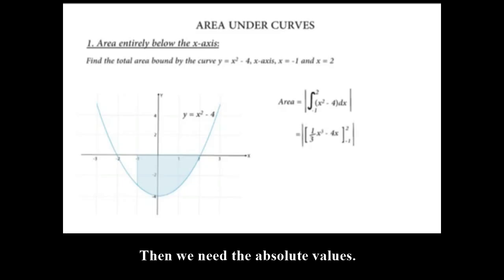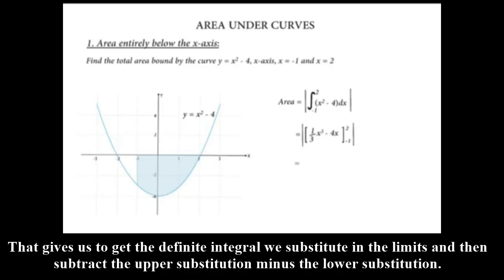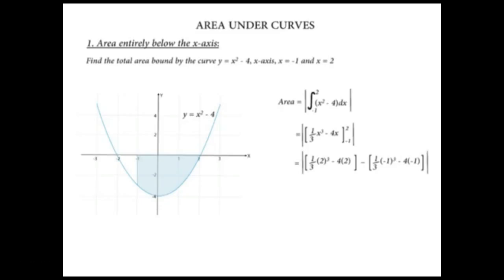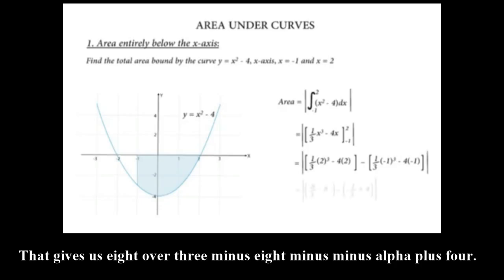Then we need the absolute values. That gives us the definite integral. We substitute in the limits and then subtract the upper substitution minus the lower substitution. So we have a third times 2 cubed minus 4 times 2 in one bracket, minus a third times minus 1 cubed minus 4 times minus 1. That gives us 8 over 3 minus 8, minus, in the second bracket, minus 1 over 3 plus 4.